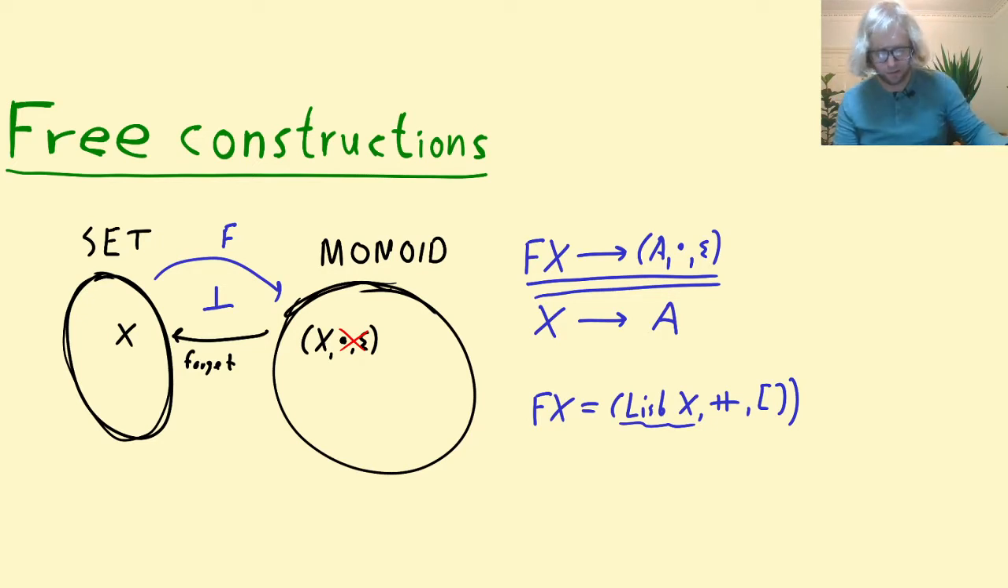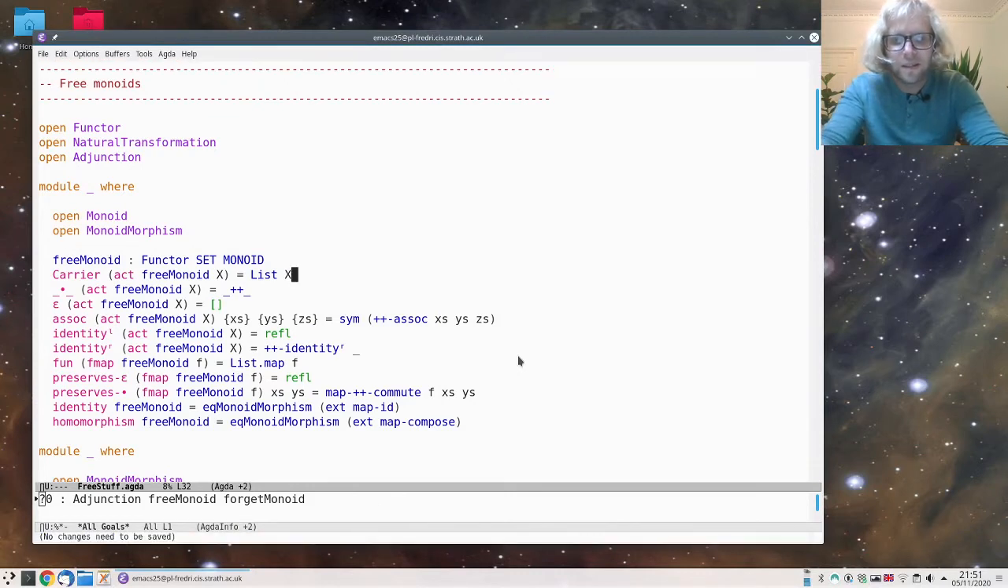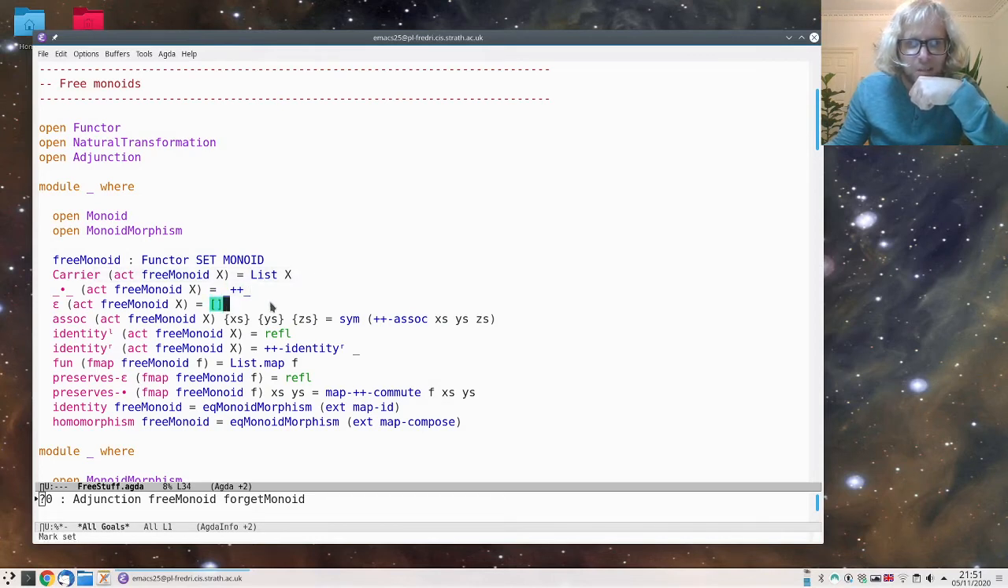So let's see if we can prove that this definition of the free monoid actually is the free monoid. So here I've already defined it. So I'm saying that the carrier are lists, multiplication is concatenation, unit is the empty list, and then all these laws just follow from the standard laws of concatenation. So it's associative, left identity, and it commutes with map, etc. Right? So basically the F map is the map of lists.